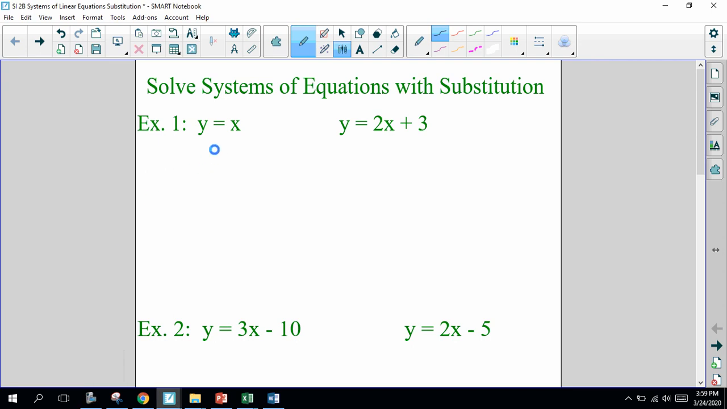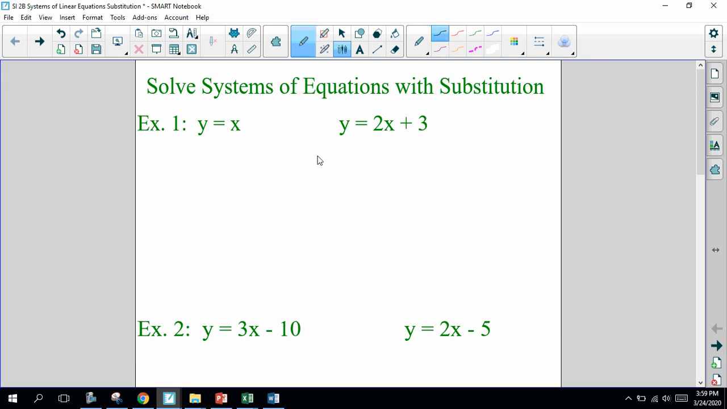Continue our study here today of solving a system of equations. We are going to talk about solving a system of equations here by substitution. And when we substitute, we want to find an equation that has a variable by itself.